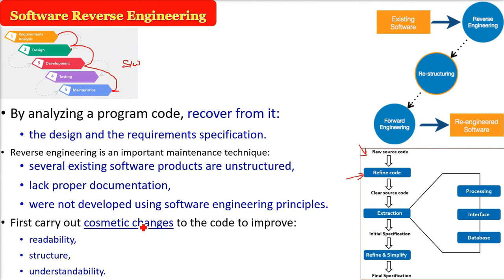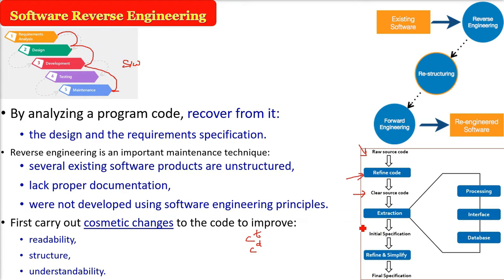So, first we need to do the cosmetic changes. Like your face, you want to go to the party, you will put some cream and some powder like this, talcum powder, etc. So you want to improve the readability, you want to improve the structure and the understandability first of all, before you can actually try to learn the code and come up with a design of this code.